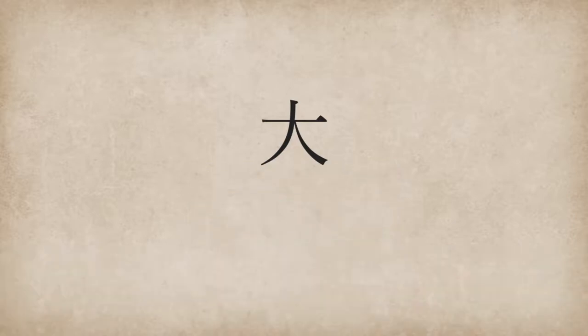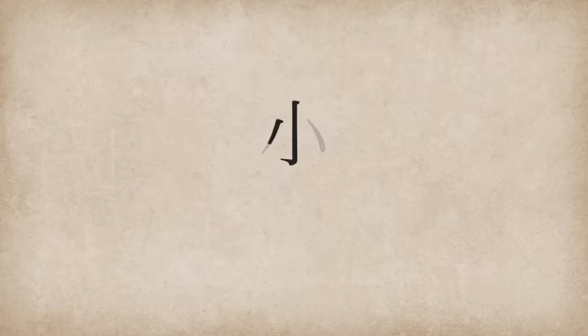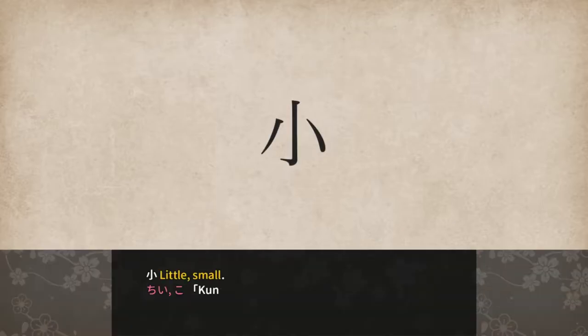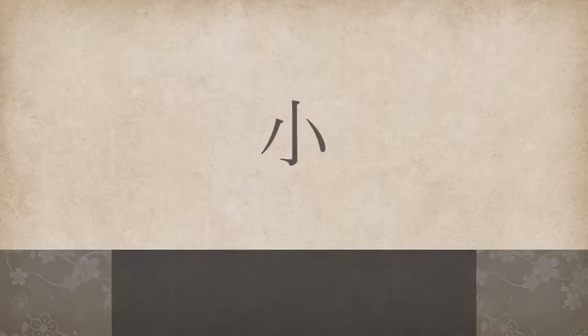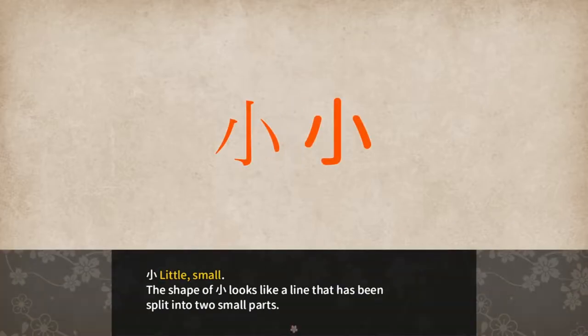And the last one. Chi. Little or small. Chi or ko for kun'yomi and sho for on'yomi, written with 3 strokes. The shape of sho looks like a line that has been split into 2 small parts.